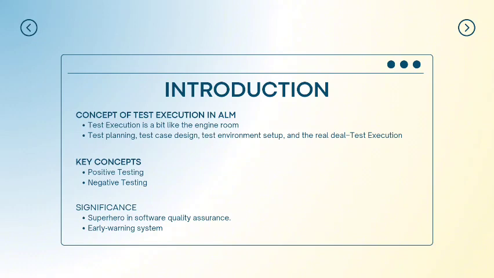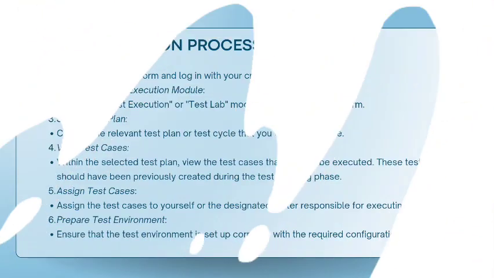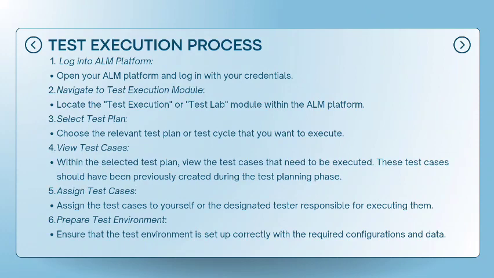The importance of regression testing during software changes. First step, log into the ALM platform. Open your ALM platform and log in with your credentials. Step 2. Navigate to the Test Execution module. Locate the Test Execution or Test Lab module within the ALM platform.